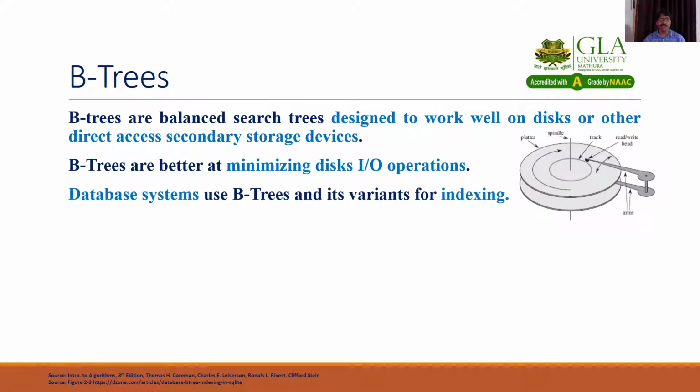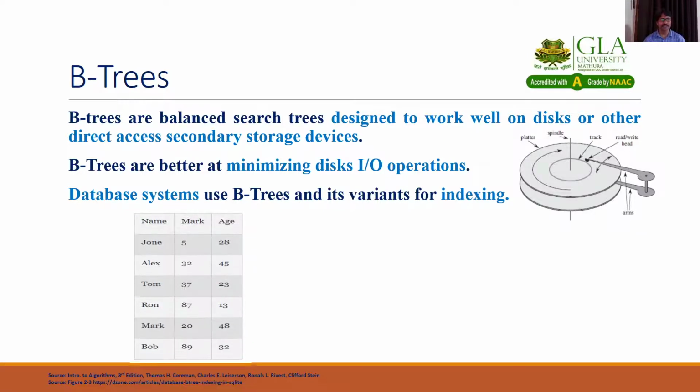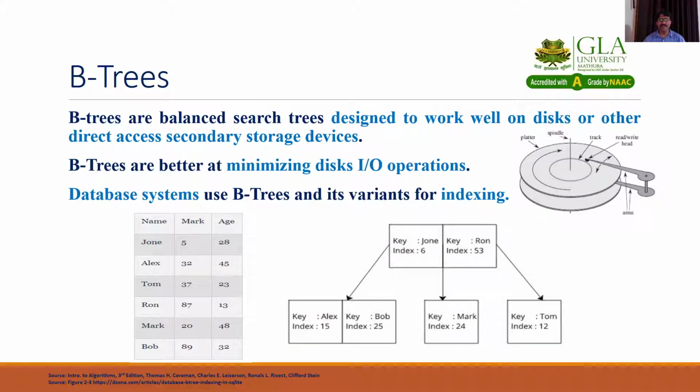Database systems use B-trees and variants like B plus trees for indexing purposes. So we can see one example. This is a table in which we have the names of the students, their marks and grades. And we can form this B-tree on the basis of name. So there is John, Ron, index is also provided, and before John we will have Alex and Bob, because Alex and Bob begin with the letters A and B, which are lesser than J. Then we have the mark in between John and Ron, and after Ron we have Tom. If we look at the leaf nodes, all the leaf nodes are at the same level.